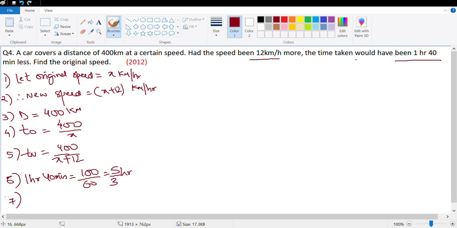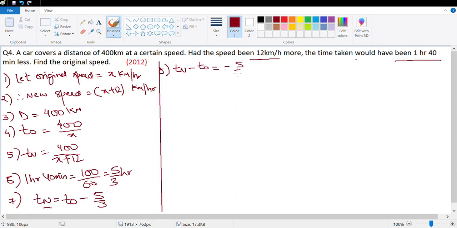So what it's saying is, had the speed been more, the time would have been less, which means time new is equal to time old minus 5 by 3. Yes, time new is 5 by 3 hours less than time old. Perfect. So let's take everything on one side and see what we can do. So we have time new minus time old is equal to negative 5 by 3.